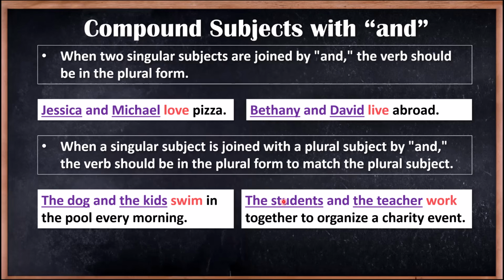For example, the students and the teacher work together to organize a charity event. In this example, we have the plural subject first, the students, and the singular subject before the verb. But even though the singular subject is before the verb, it doesn't matter. We still have to say work and not works because this singular subject is joined by and with the plural subject. The students and the teacher work. They work together.